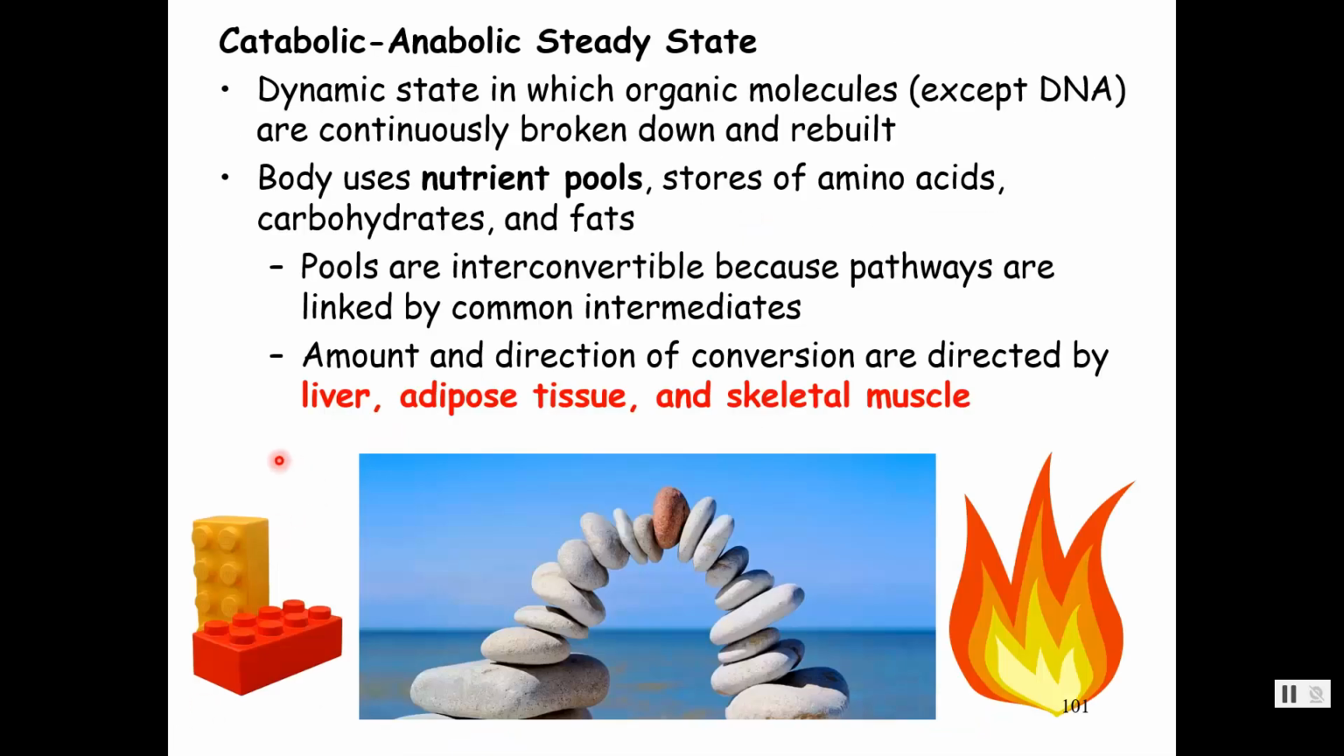All right, so just some understanding. So catabolic-anabolic steady state. So sometimes we're building, sometimes we're burning. And so this is like a dynamic state in which organic molecules, except DNA, are continuously being broken down and rebuilt. The body uses nutrient pools, so there's stores of amino acids, carbohydrates, and fats. And I'm going to show you a picture in a minute. Pathways are interconvertible. And so we have a lot of links between common intermediates between our metabolic pathways. The amount and direction of conversion, our big players are going to be liver, adipose tissue, and skeletal muscle.